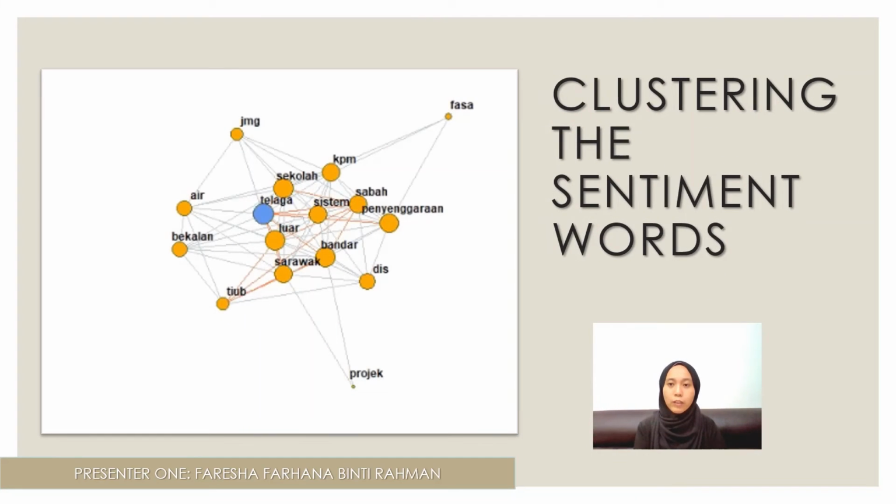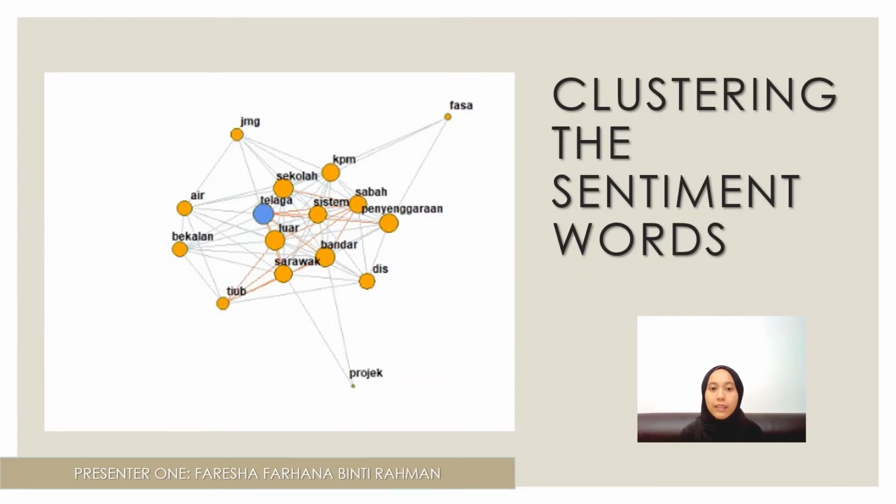The next method of clustering sentiment words is by using the network graph. As the result shows, we can see that the word sekolah and the word luar have the greatest connection to the word Telaga, as their nodes are the nearest. The word Telaga has been widely discussed in the report relating to the Telaga Tiup project done by the Malaysian Education Ministry to upgrade the water supply in rural areas such as Sabah and Sarawak. As for the words sistem, KPM and Sabah, they were classified as a group as they were near to each other.